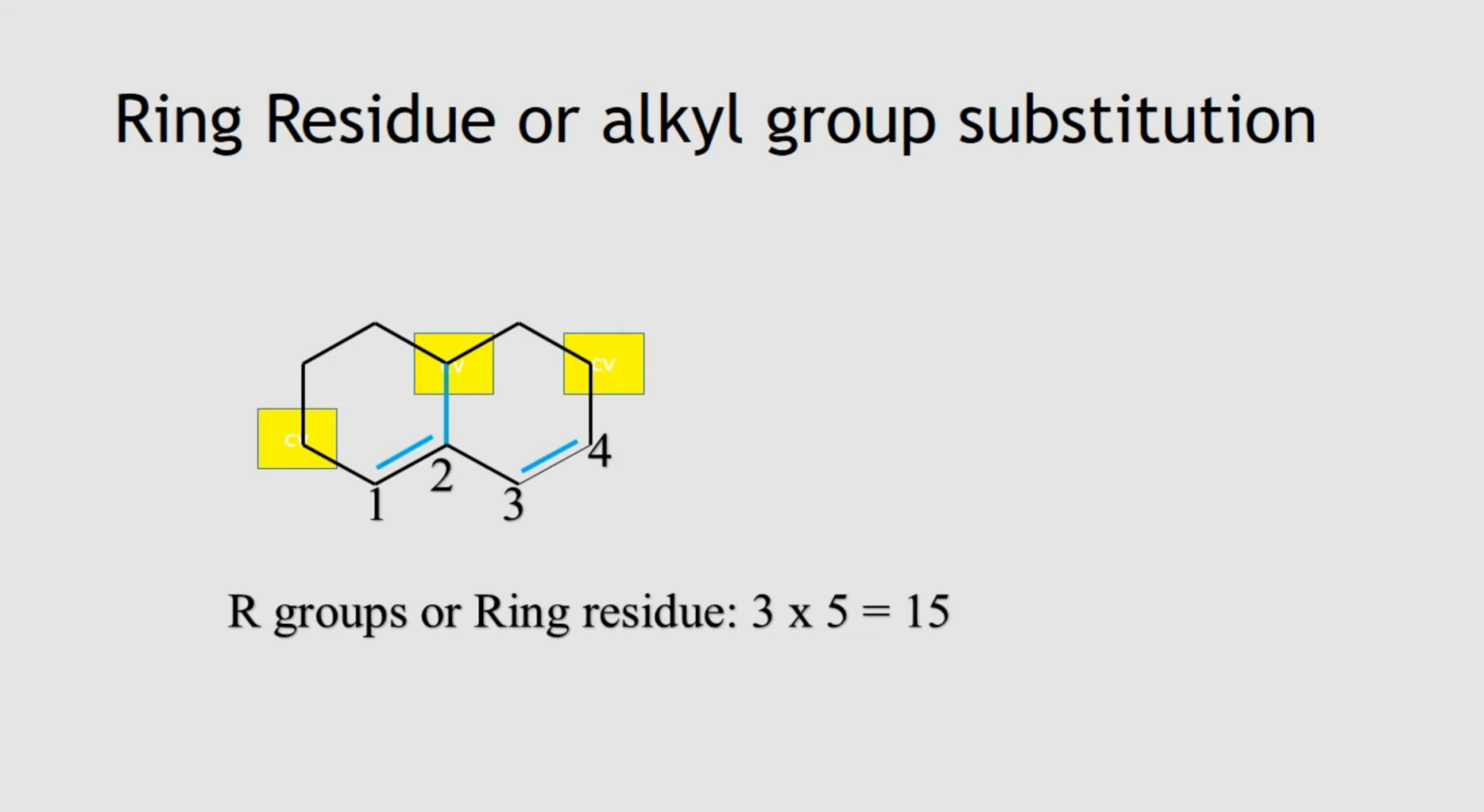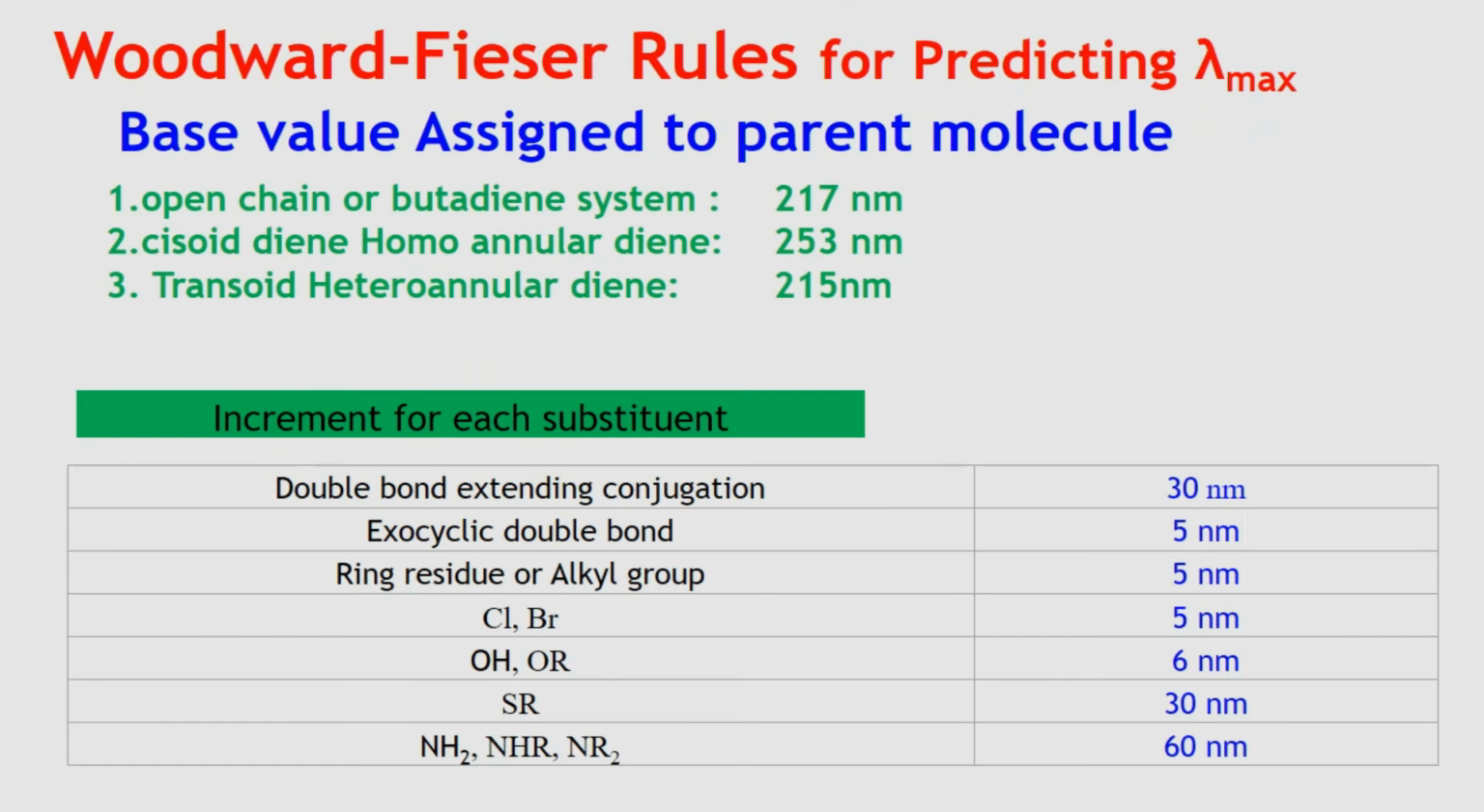So these are the basic things: the homoannular diene, the heteroannular diene, then the acyclic chain or open chain structure, that is a basic butadiene system, and these are the 3 most important parameters with which we can find the basic parent value. After that, for exocyclic double bonds the increment is 5 nanometer, and for ring residue or alkyl group substitution we need to increment 5 nanometer. Here the Woodward-Fieser rule is there.